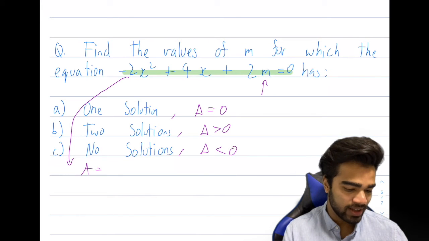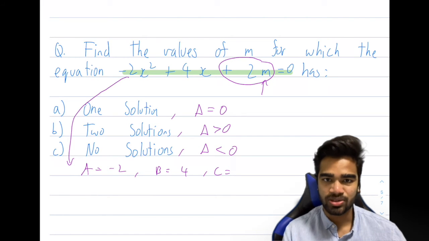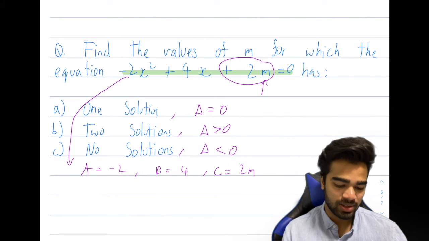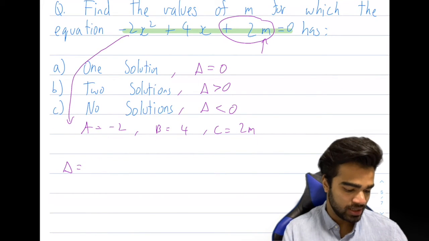So what's our a value? A value is -2. What's our b? B is 4. And c is actually this whole thing. It's the whole number. So m is just the whole number. It could be 1, 2, 3, or 4. We don't know. So it's just a number. So if it's just a number, that's a whole c value. This whole thing. So then we can find the discriminant. Discriminant same as always.